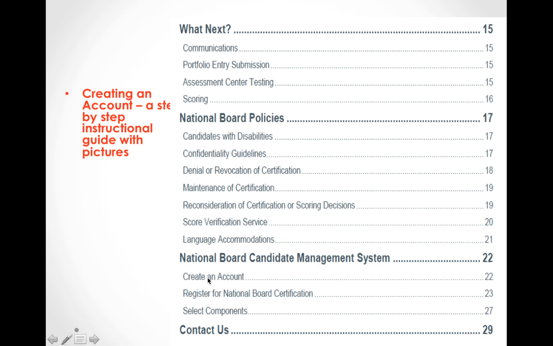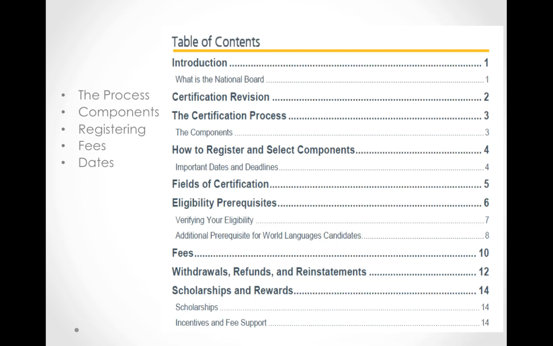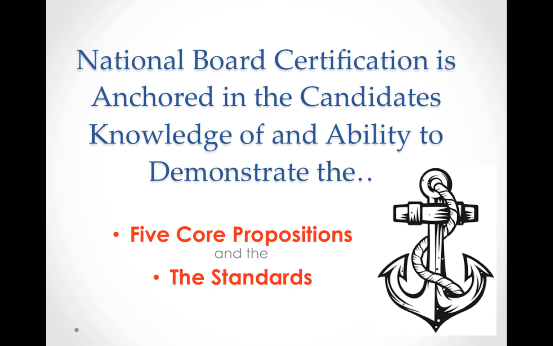And then again, this is what I was talking about, the National Board Candidate Management System. You will actually create an account with the National Board when you go to register. And this is really great. On pages 22 through 27, it will actually show you pictures of what the screen will look like when you register. And again, this document is very significant because you will agree that you have read this prior to completing your registration with the National Board. The World Class Teaching Program also assumes you have read this when you join us, okay?